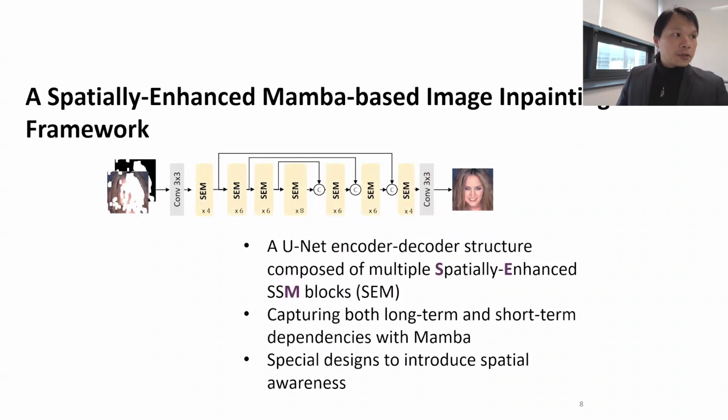First, a spatially enhanced Mamba-based image inpainting framework. This framework is essentially a UNet encoder-decoder structure that is composed of multiple what we call spatially enhanced SSM blocks, i.e. the SEM blocks. These SEM blocks are where the Mamba operation is performed to capture long-term and short-term dependencies inside the image. And we introduce some very special designs such that we'll be able to retain the spatial awareness during the whole operation.